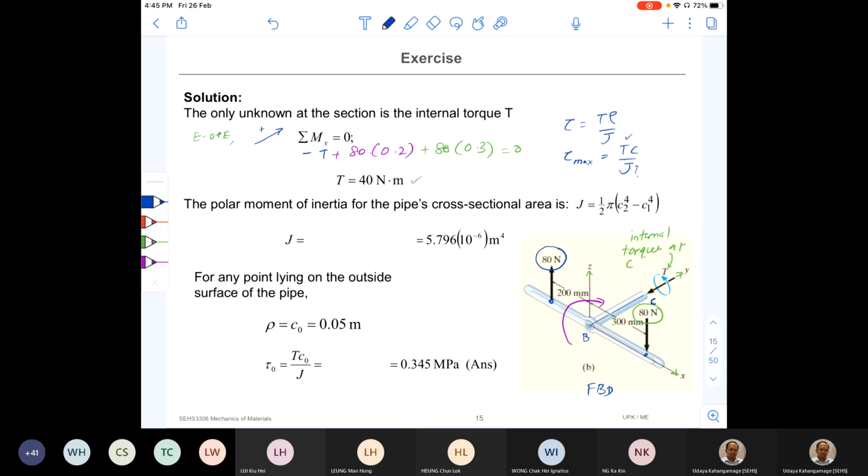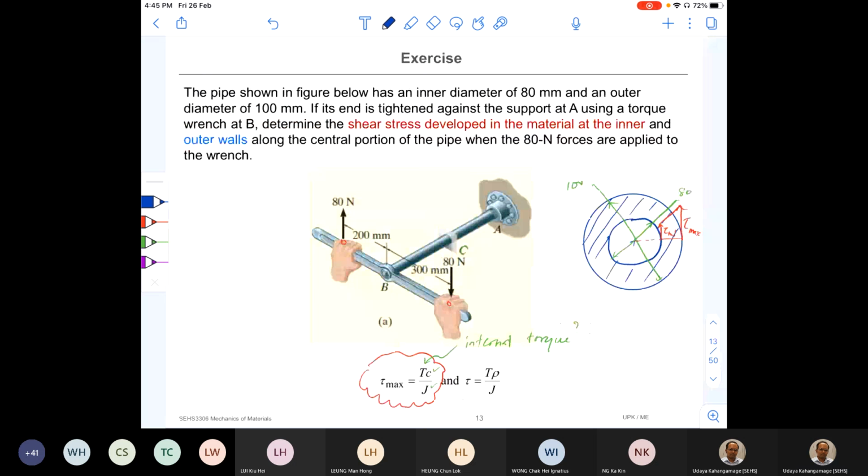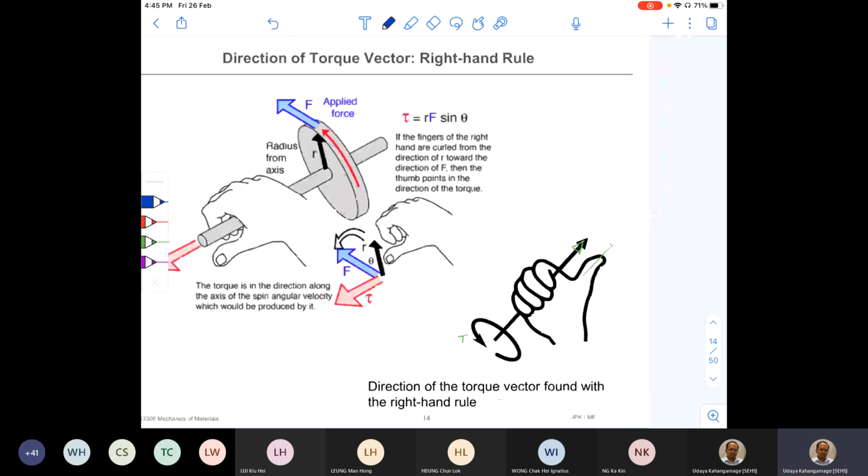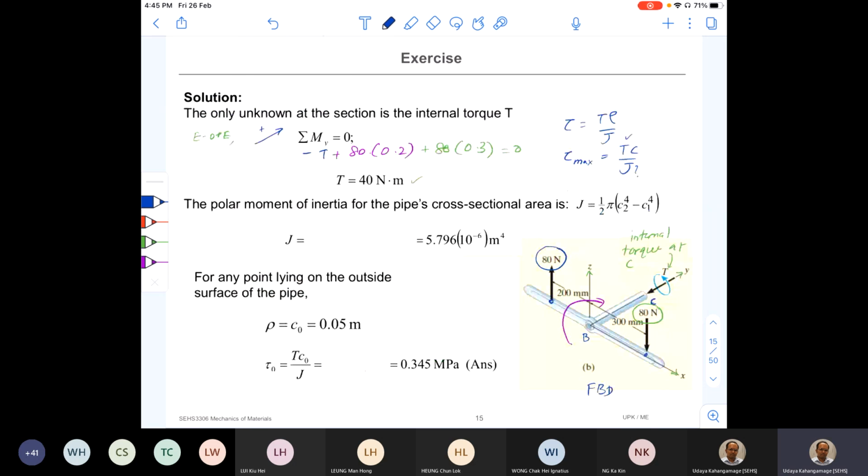We have already marked the cross-sectional area. Okay, so it is a hollow circular section. For a hollow circular section, the J is given by this equation. Already it is written here, right? So C2 is the outer radius. So it is pi by 2. Outer radius is 100 millimeters, that is 0.05.